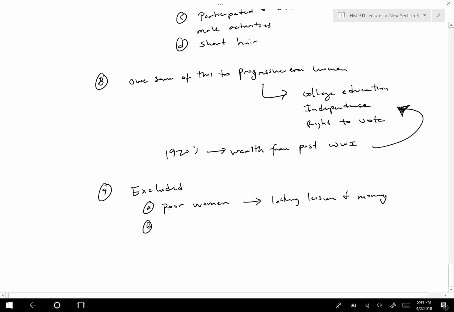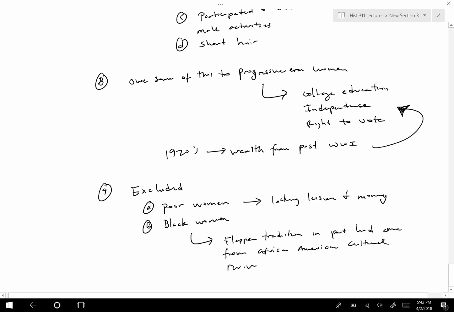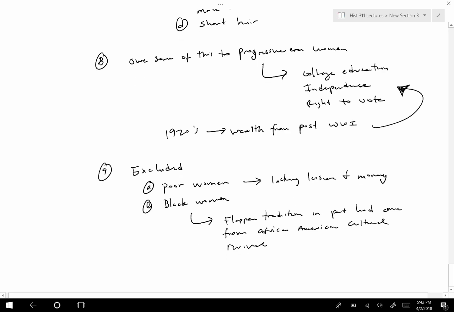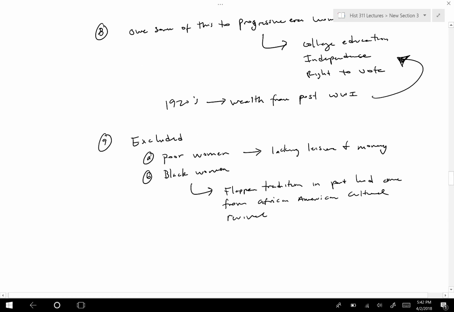What's interesting is you largely don't see black women, but what was interesting is that the flapper tradition, in part, had come from the African American cultural revival that had been taking place with jazz and other things before.